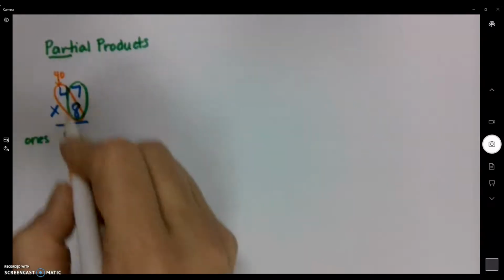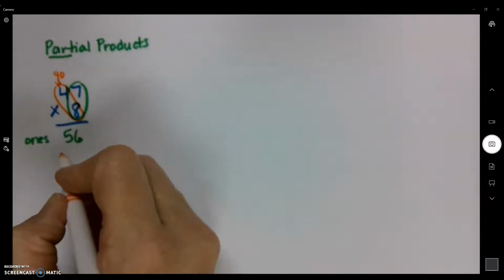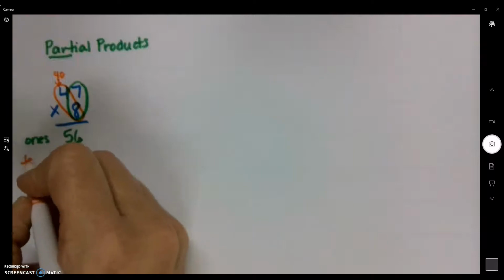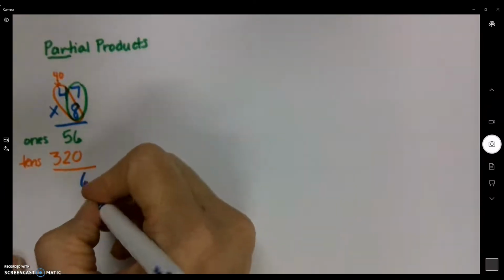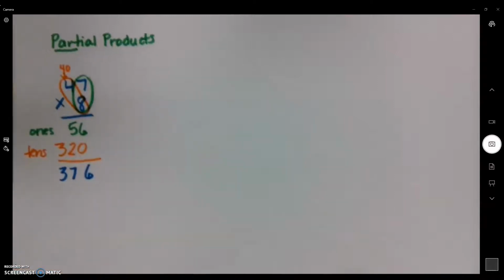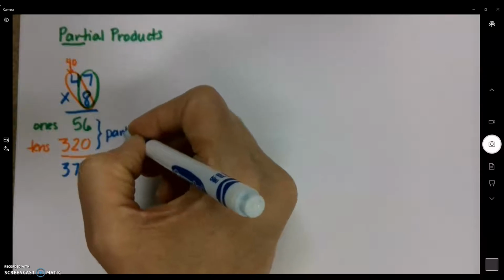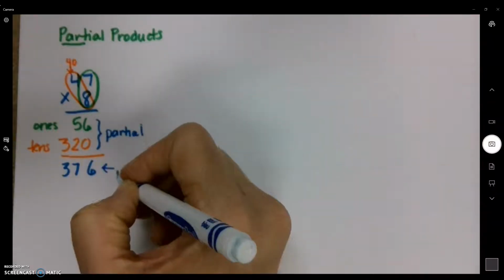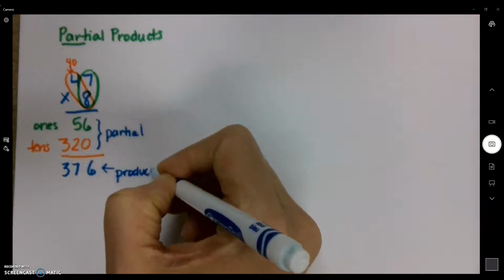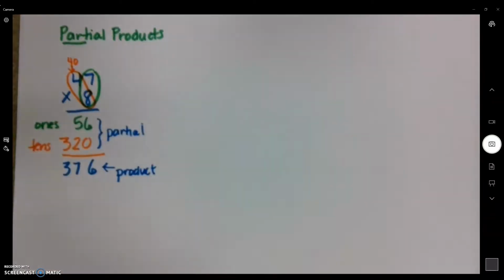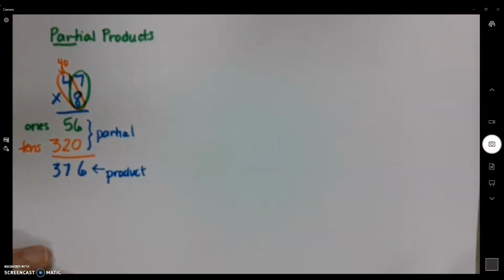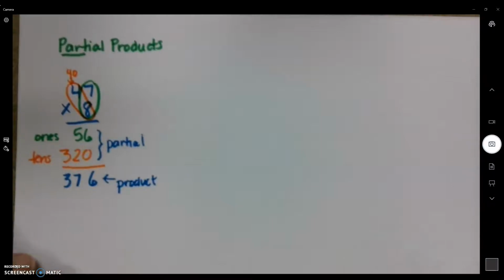times 8. 40 times 8, or 4 times 8, is 32. And since that was tens, remember 40 times 8 is 320. And then we added them together to get the final product. So these were our partial products. This is our product. And we started out with 2 digits multiplied by 1 digit. And then we moved into a couple ways to learn 3-digit multiplication.